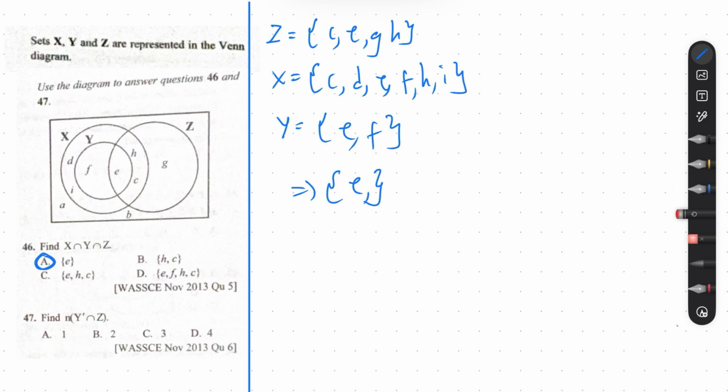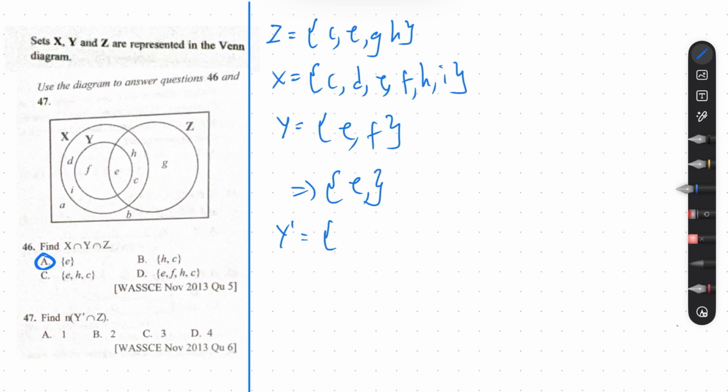Okay, let's go to question number 47. Question number 47 says, find the number of elements in this set, and the set is Y complement intersection Z. So now we need to find Y complement. Y complement means everything in this set but not in Y. That means everything apart from F and E. So Y complement is everything apart from F and E.